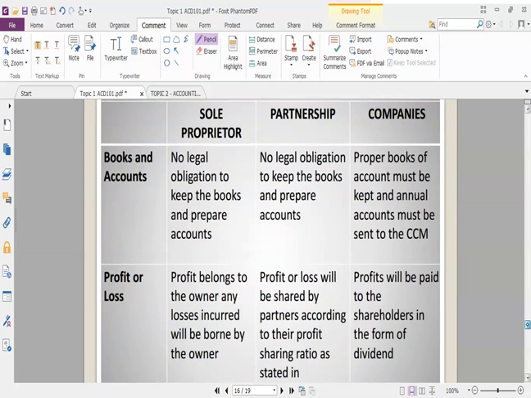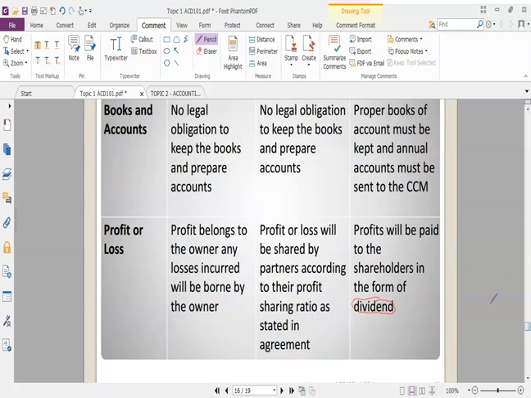How about profit and loss? For a proprietor, the profit belongs to the owner itself, and for a partnership, the profit will be shared with the partners. For a company, profit will be paid to the shareholders in terms of dividends, so the shareholders will get dividends from the profit of the company.